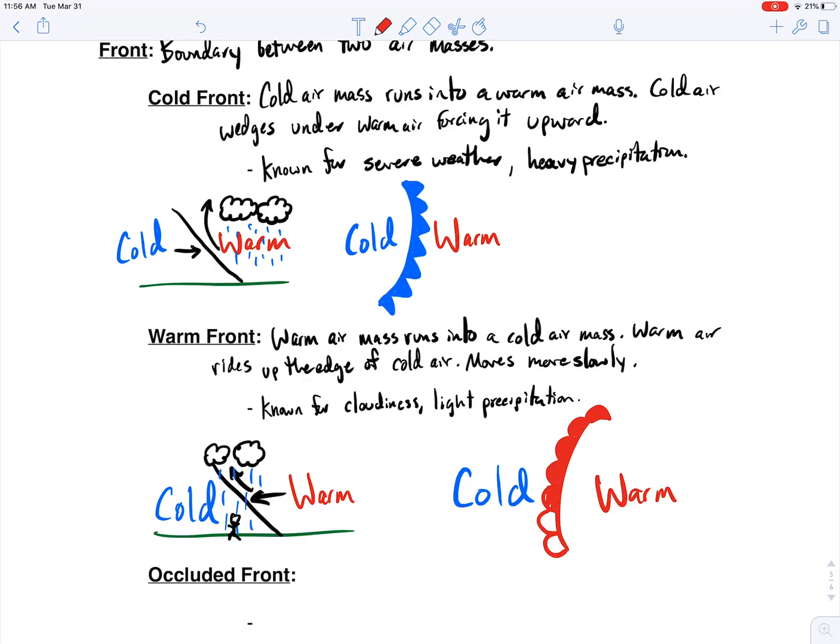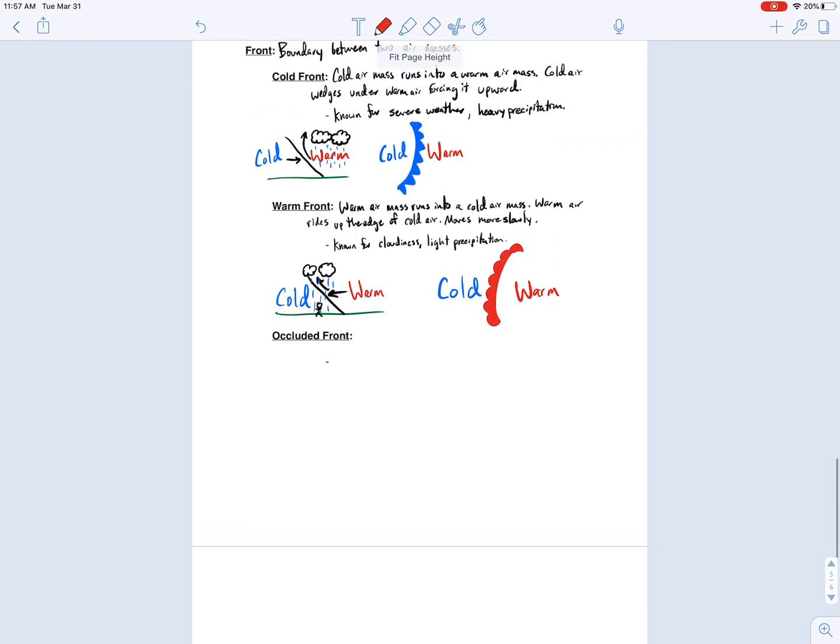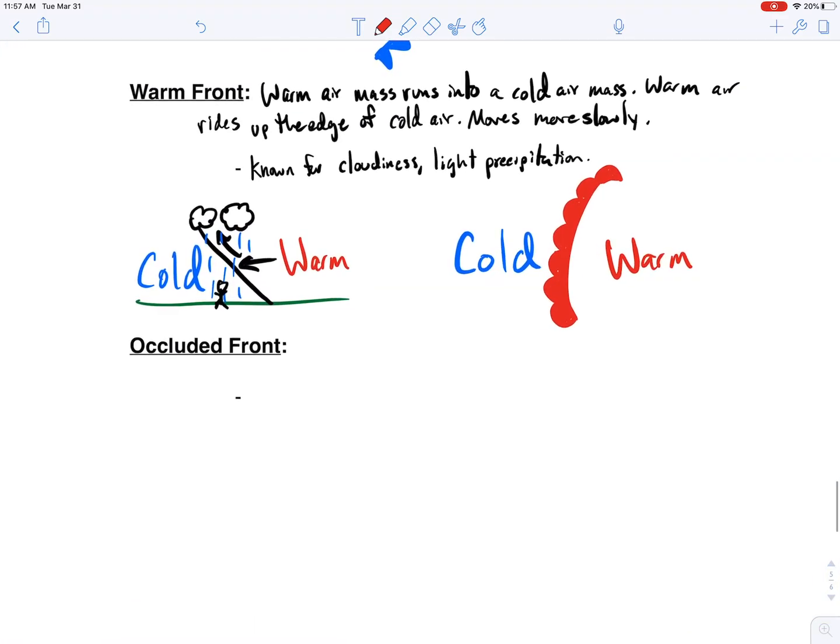So our red half circles are going to come in handy here, and I know immediately as I look at this symbol that A, it's a warm front because it's red, and B, that it's moving this way. Warm air is moving this way, and it is overtaking cold air, and I know that based upon the symbol. I know behind it must be the warm air, in front of it must be the cooler air. There's a lot of stuff I can tell just off that one little red line with half circles on a map. So just really cool stuff.